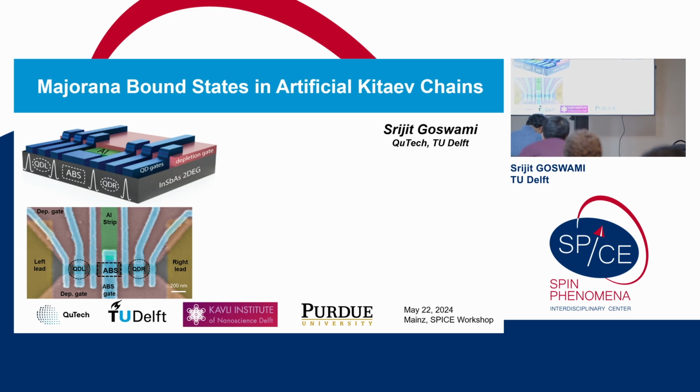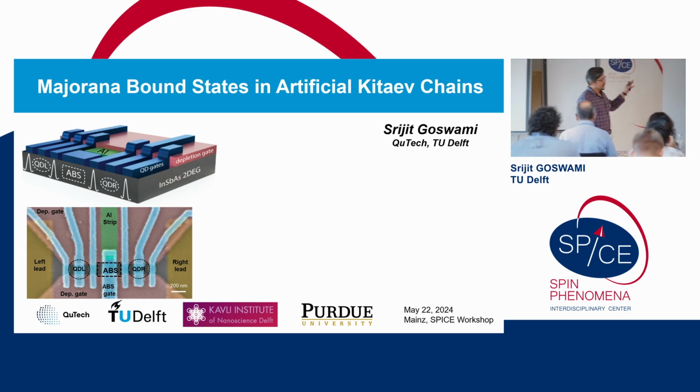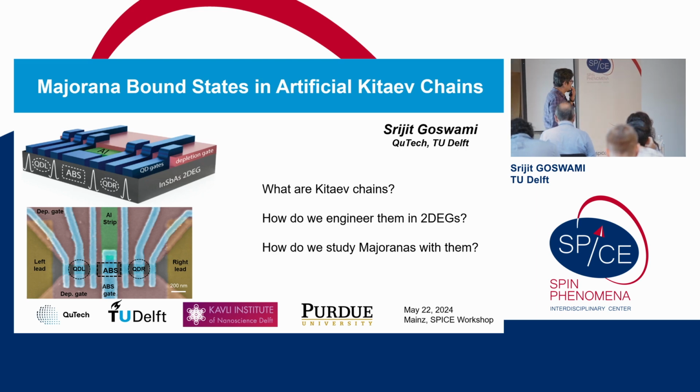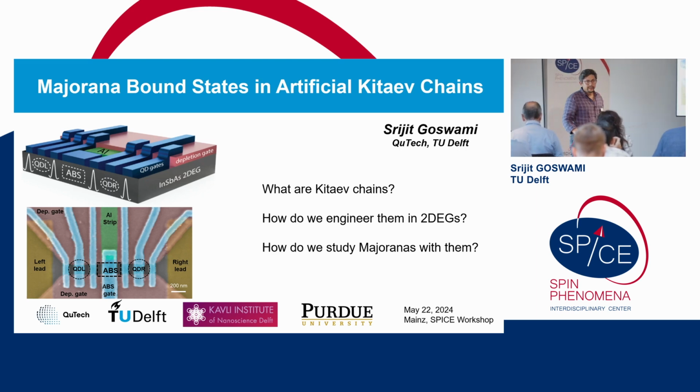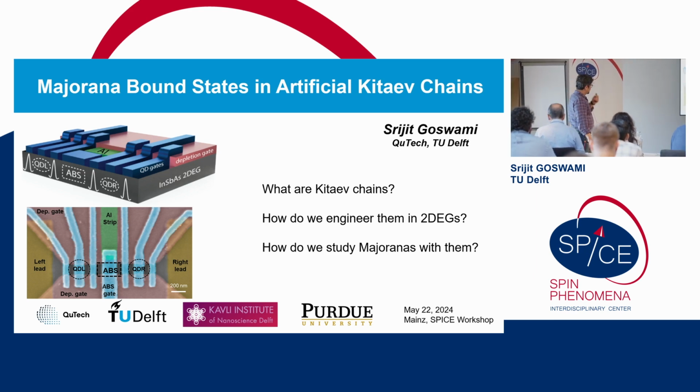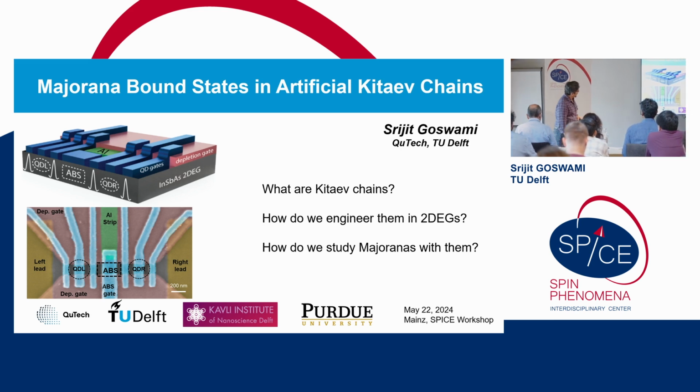So today I want to talk about Majoranas in artificial Kitaev chains, and essentially there are three things I'd like to talk about. Firstly, an introduction to what Kitaev chains are. We heard a little bit yesterday about the basic phenomenology of Kitaev chains. How do we engineer them? And in particular, I want to talk about engineering them in two-dimensional systems, so two-dimensional electron gases.